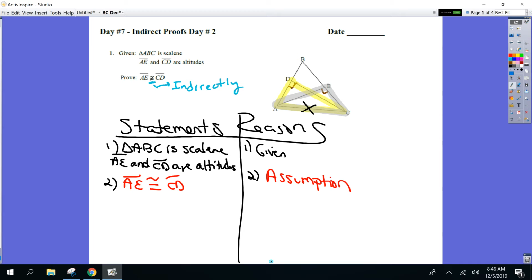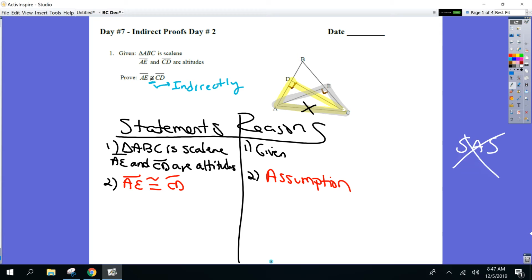Wait a second. We have what? Two sides and an angle, right? Everyone agree? I know I didn't mark, but remember, DC and AE are congruent by the assumption. I believe the only method I know is side angle side with two sides and an angle. I don't think that right angle's in between. Everyone agree with me? See the right angle? Here are the two sides. Is that right angle in between?